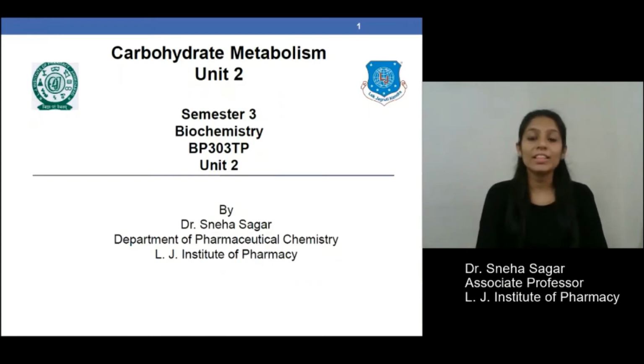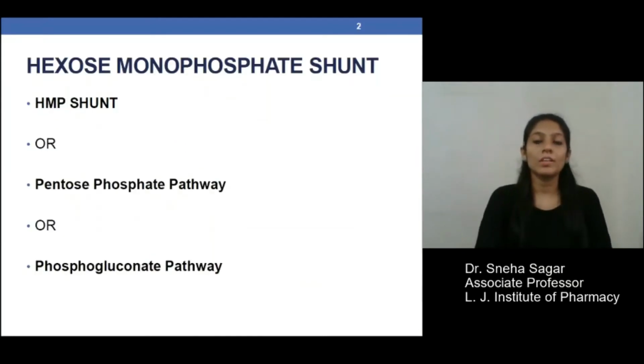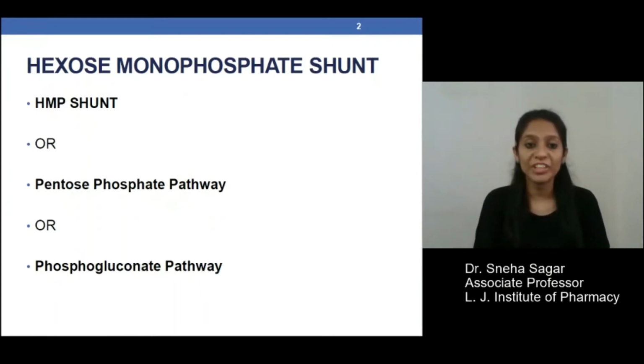So today in this session we will continue with our previous topic, that is carbohydrate metabolism. In that we are going to discuss HMP shunt, glycogen metabolism and some hormonal regulation of carbohydrate metabolism. So we'll start with our topic, hexose monophosphate shunt. It is also known as HMP shunt, or we can call it the pentose phosphate pathway or phosphogluconate pathway.